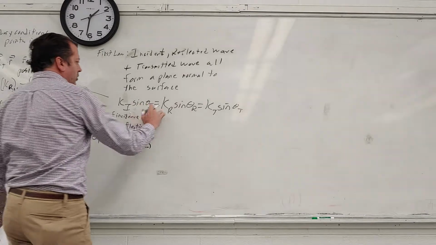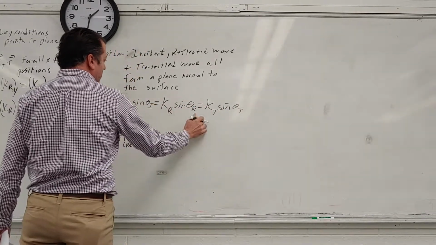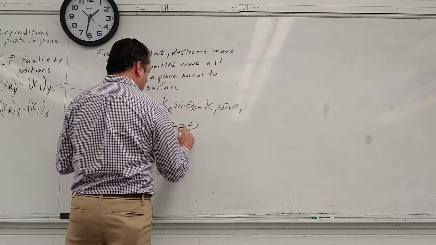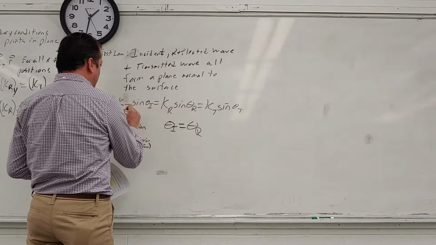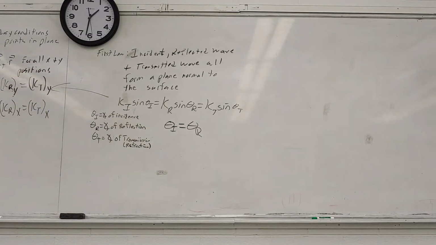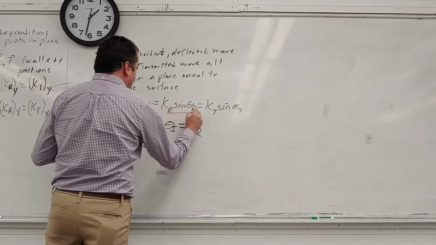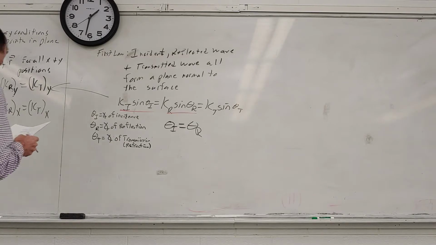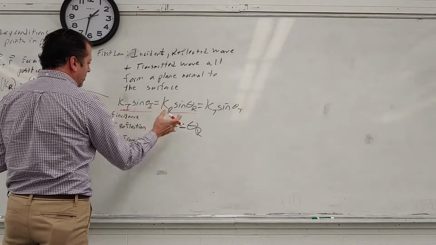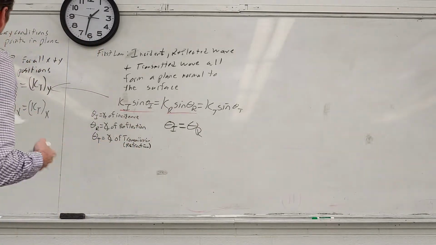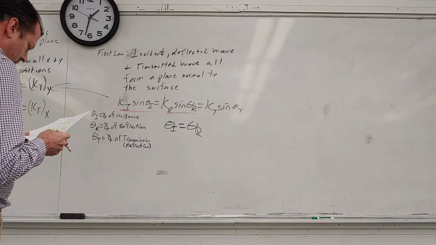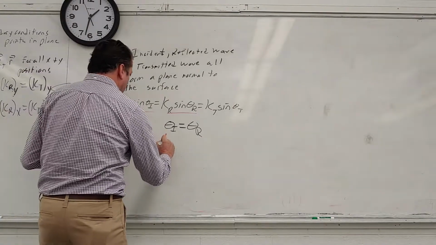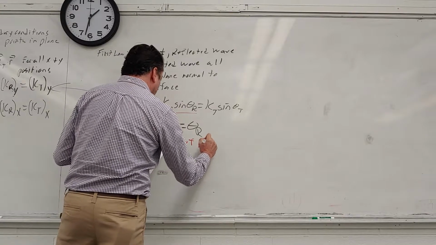Now, for all that to be true, because we know the K values are the same, the angles have got to be the same. That tells us the angle of incidence has to equal the angle of reflection. And we get that from right here, because we know that these K values are the same. They're on the same side. So the K values have got to be the same there. All right. So this is known as the law of reflection.